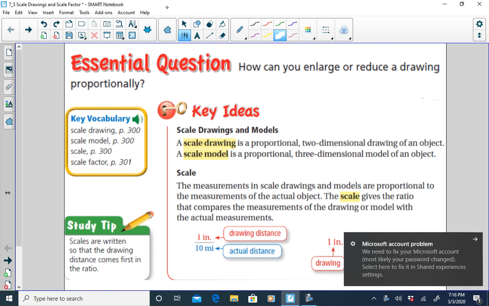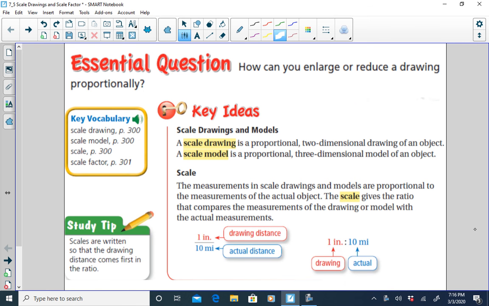Okay guys, the lesson today, we want to be able to use scale and scale factor to find the lengths of scale models and scale drawings. A scale drawing is a proportional two-dimensional drawing of an object. A scale model is a proportional three-dimensional model of an object. The measurements in scale drawings and models are proportional to the measurements of the actual object. The scale gives the ratio that compares the measurements of the drawing or model with the actual measurements.